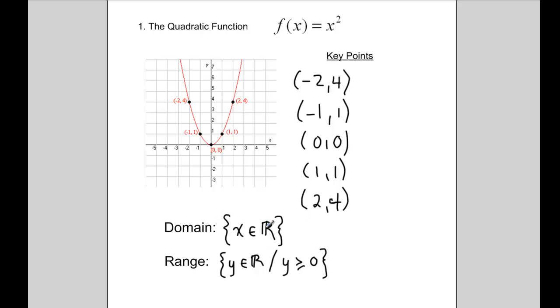If we think about any parabola, notice how the domain will always be x ∈ ℝ. There's no other possibility for the domain. The range, on the other hand, will always be dependent on where the vertex is. If the parabola opens upwards, then all the y values will be greater than or equal to the y value of the vertex. And if the parabola opens downwards, then all of the y values will be less than or equal to the y value at the vertex.